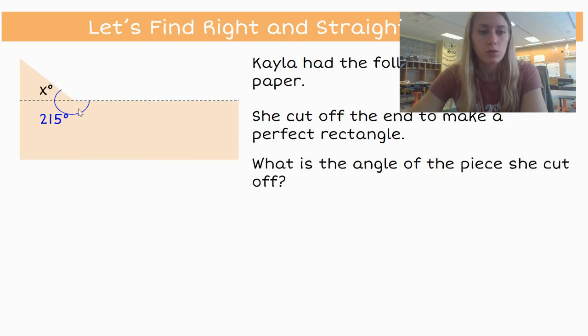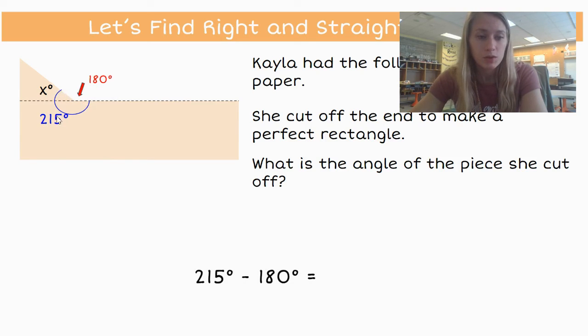So it does give us a total here, a missing piece here. Let's see what else we know. If this straight line represents 180 degrees, now we can use that to help us solve for x. We're going to take the total that we do know, 215, which they gave us, minus what we figured out about our straight angle, 180 degrees. When we subtract the two, we will find the difference, x, 35 degrees.